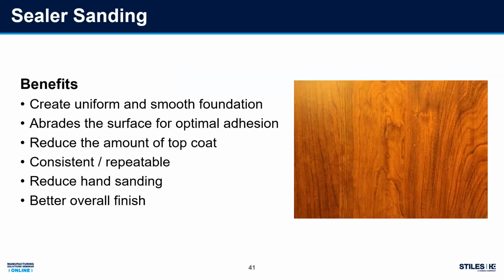The benefits, of course, when we seal sand with the machine are we create a uniform and smooth foundation for our next layer. We create mechanical adhesion by abrading that surface so that we get a good adhesion on our top coat or our next coat to create a good tough finish. We also can reduce the amount of top coat, and we could save money in our coatings area by reducing our top coat because we made that smooth and we didn't have to apply as much coating in order to get a proper smooth finish.